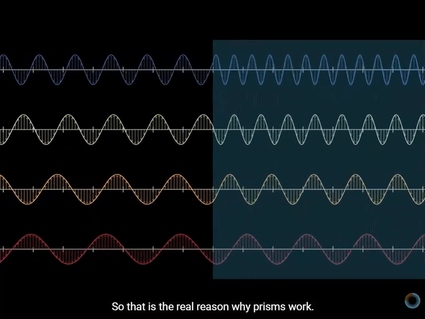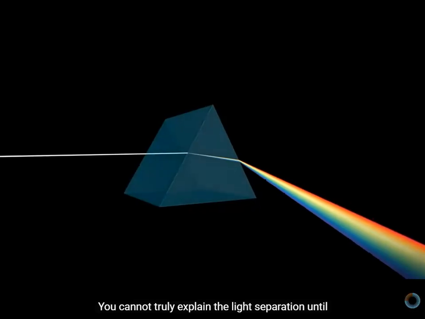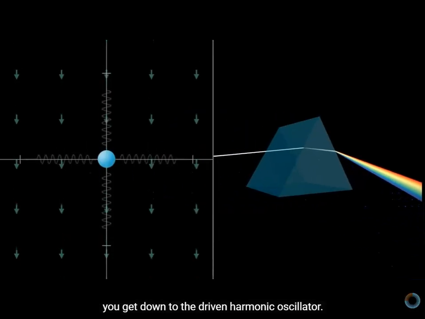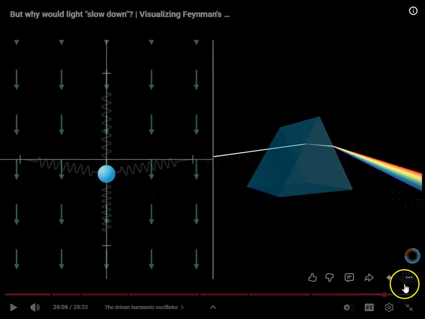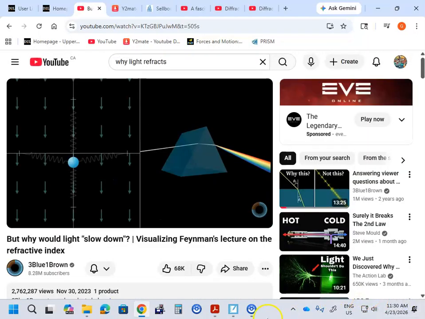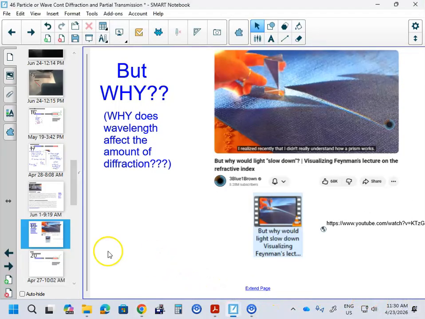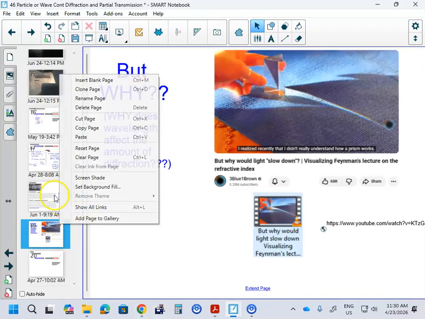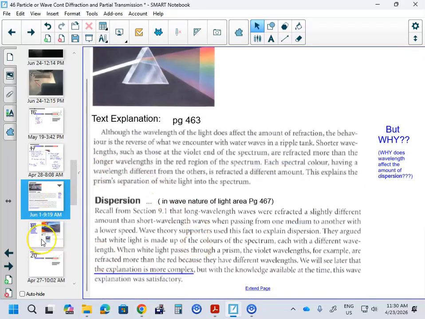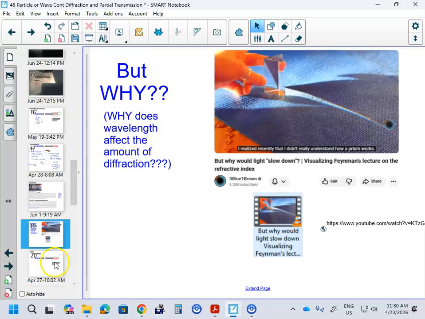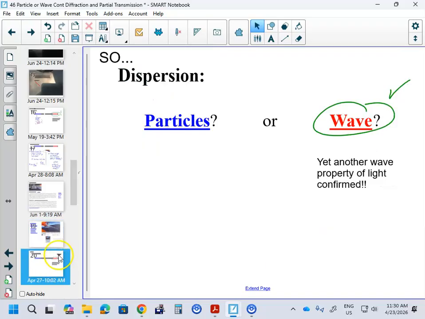So that is the real reason why prisms work. You cannot truly explain the light separation until you get down to the driven harmonic oscillator. Oof. So pretty heavy, but kind of neat, right? So there's a lot to it, like it says here in the textbook. A little bit complicated, and that textbook probably never actually covers it, to be honest.